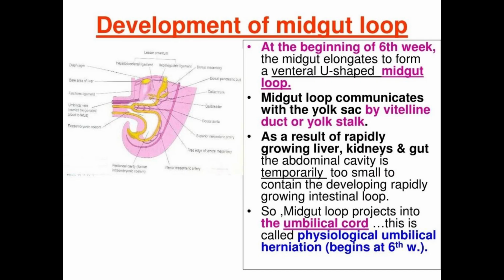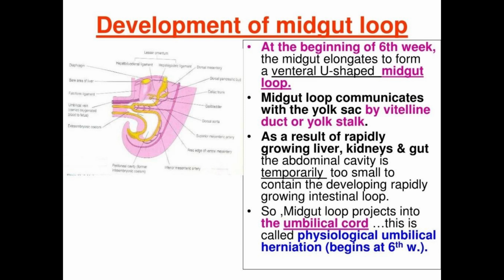According to the timeline in the sources, around week 6 of development, things go completely crazy. Yeah, they do. The midgut starts elongating incredibly fast. It's growing like a weed. But the embryo's tiny abdominal cavity just isn't expanding fast enough to contain all this new tissue. The math of the volume just doesn't work.